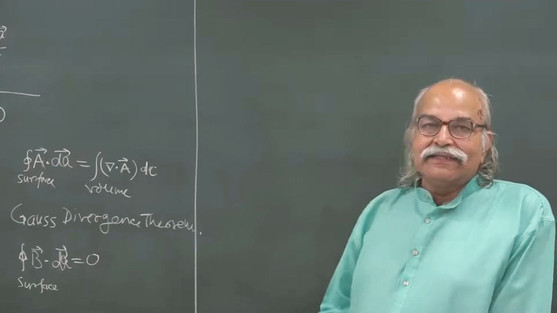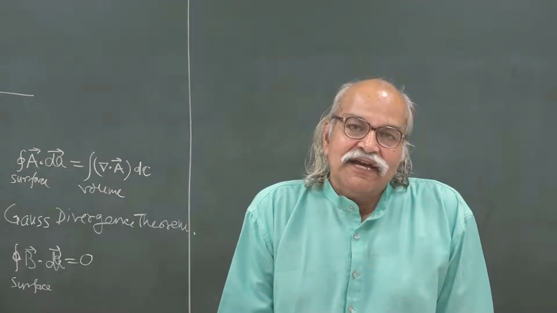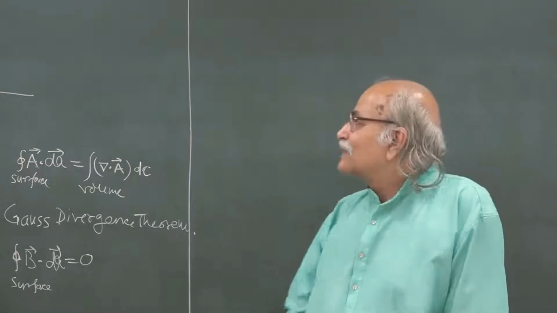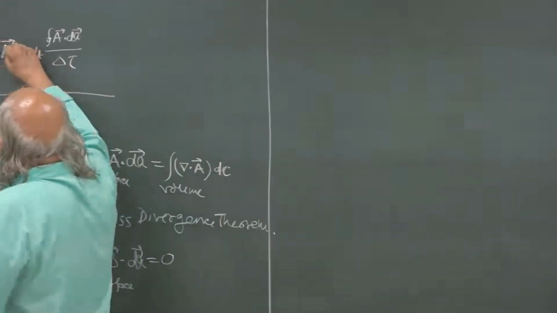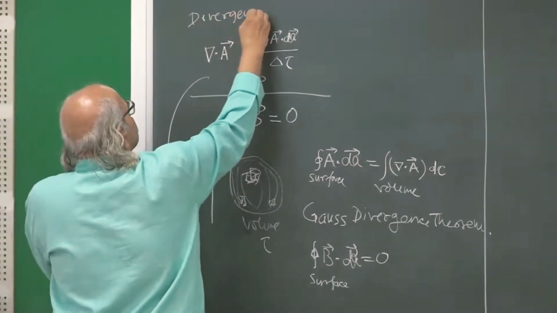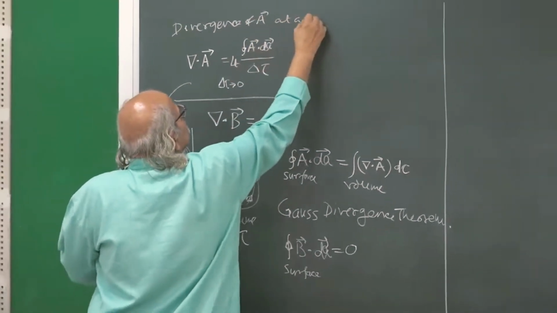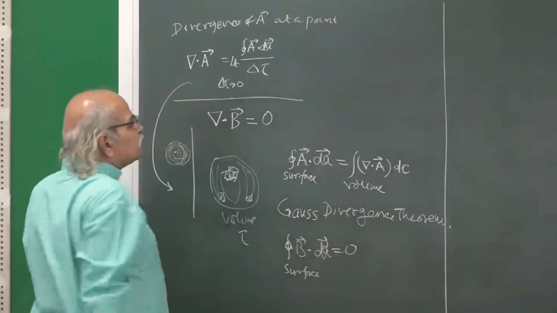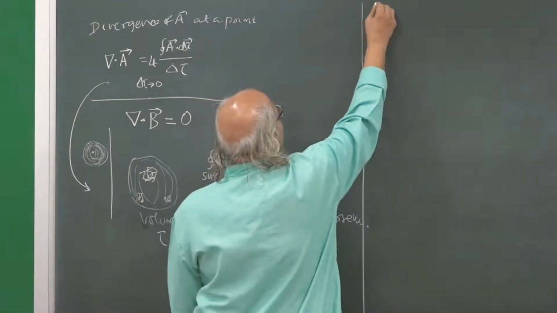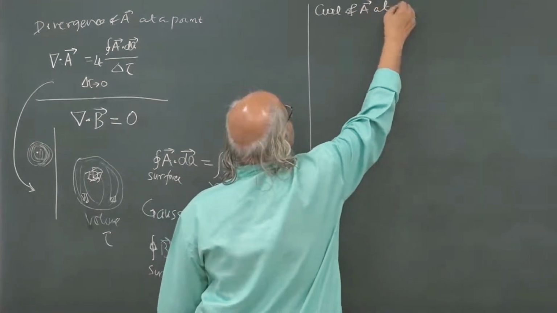Now, the other characteristic property of a vector field can be obtained by defining another vector operation, and that we call curl. This was divergence of A defined this way, at a point, and we define another characteristic property or quantity which is known as the curl of vector A at a point.